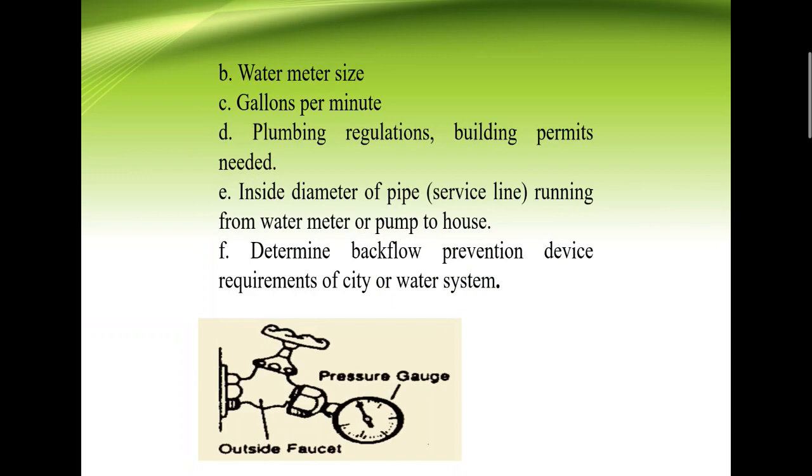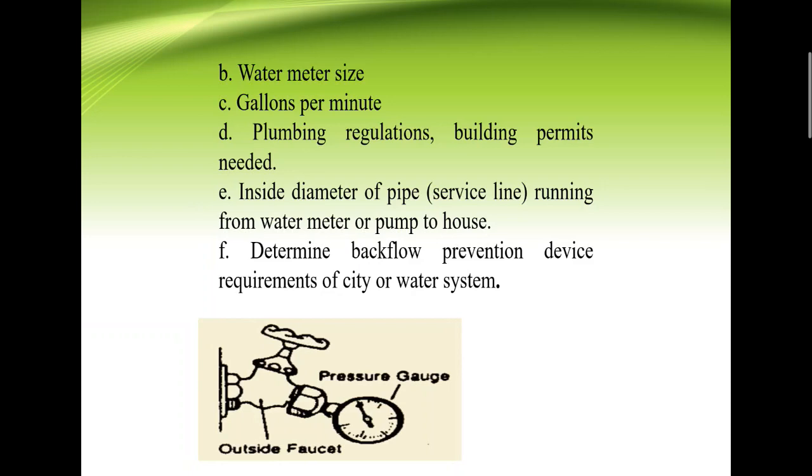Of course, measure the gallons per minute. D. Plumbing regulations and building permits needed. Call city hall or the local building department for those regulations. E. Inside diameter of the pipe service line running from the water meter or pump to the house. Wrap a piece of string around the outside of the service line. Measure the length of string required to encircle it.